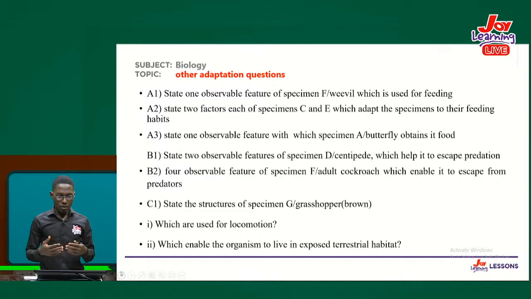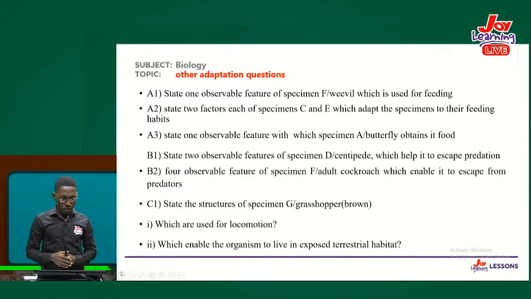State two other features of specimen D, which help it to escape predation. This one, they limited the whole adaptation to predation. So if it is, let's say, a centipede, they are flat, so they can hide in crevices or under stones or wood or litter. They have poisonous claws to inject poison. Their color blends with their environment. Something like that. So you see, you mention something and its function.